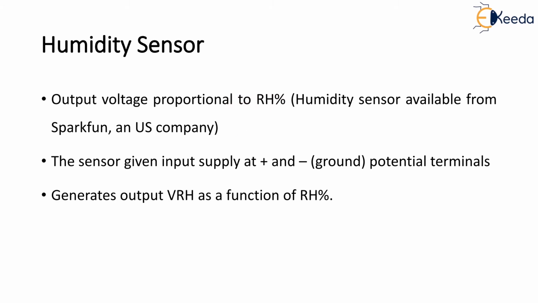So VRH, the voltage from the relative humidity sensor, is directly given to the analog to digital converter, and the ADC output is connected to the serial port interface at the microcontroller. So the circuit can be used for measuring relative humidity percentage. The computations were given in relative humidity in percentage.